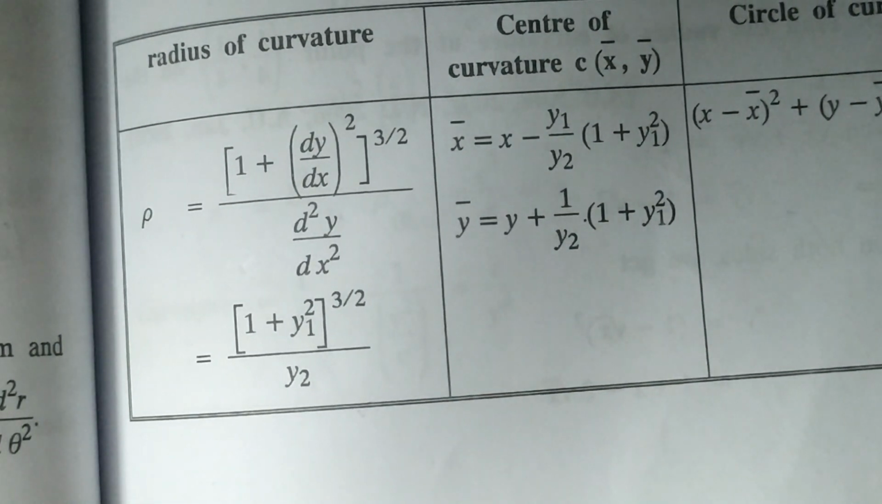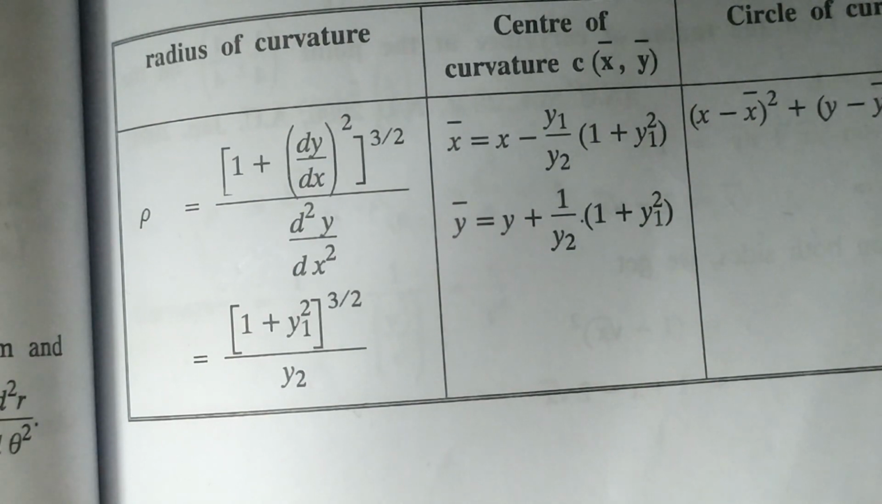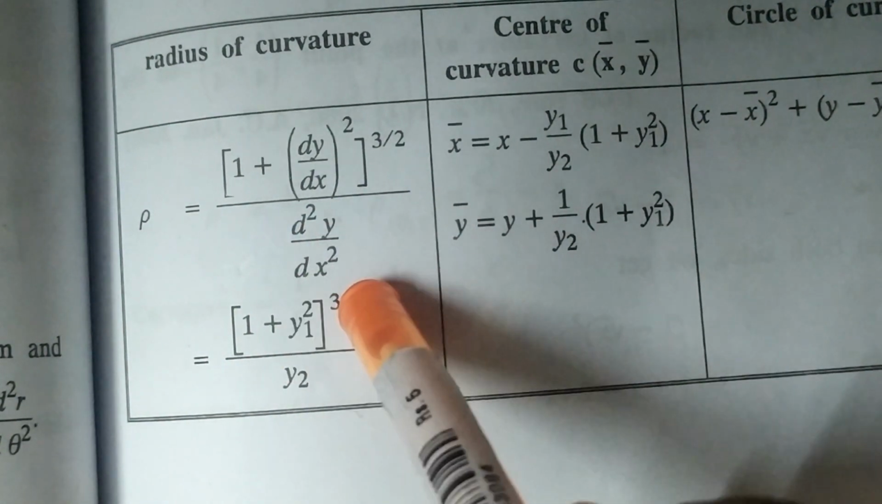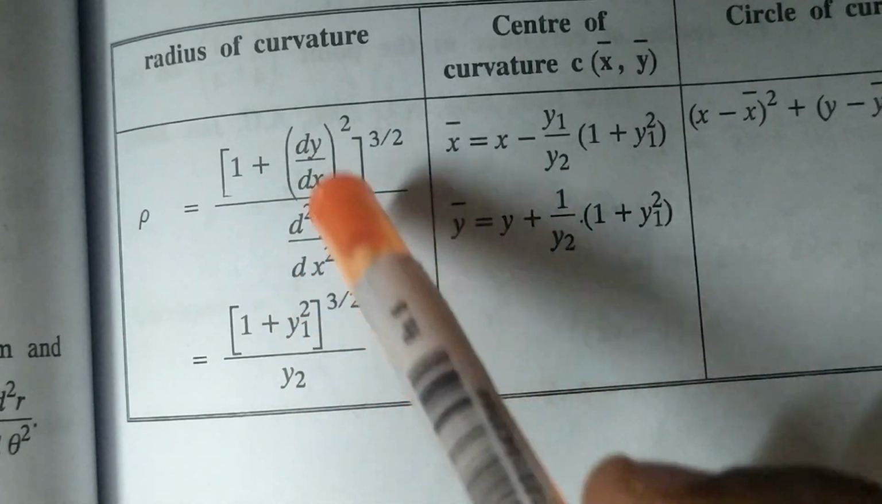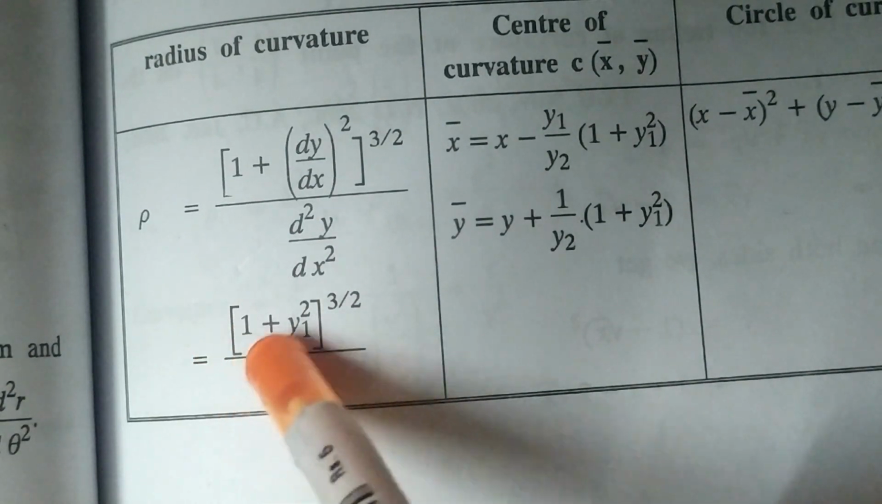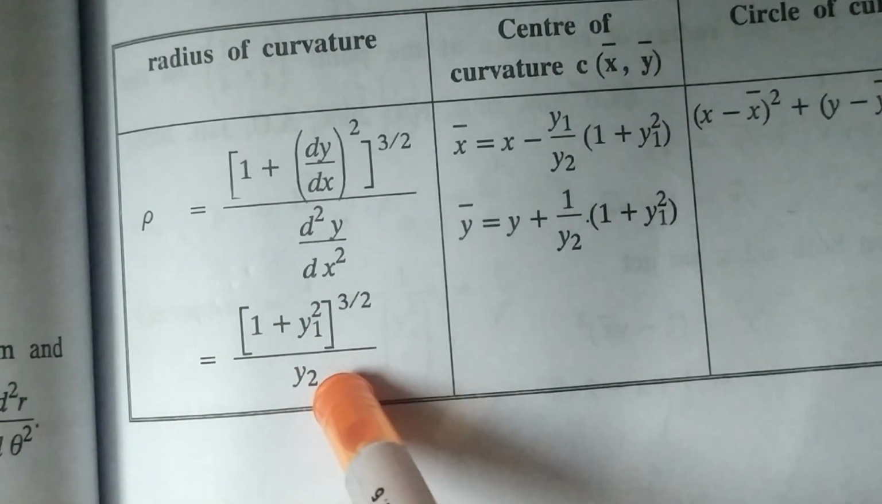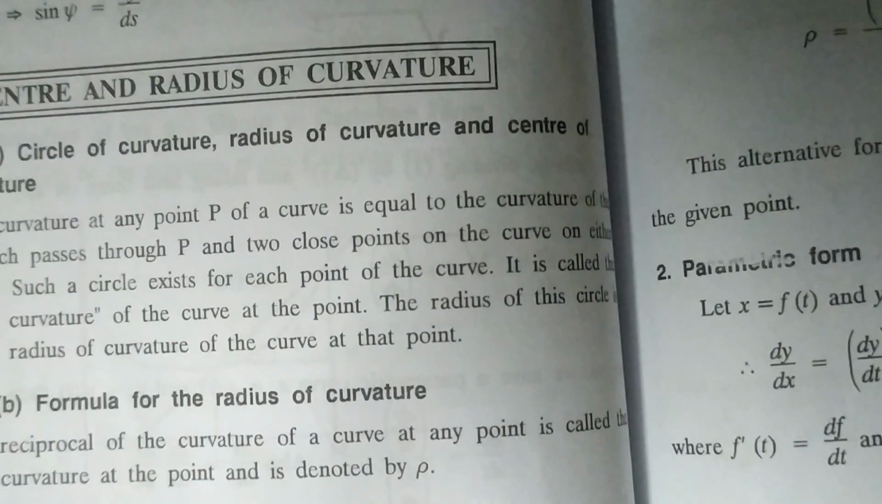In this video, I'm going to discuss the topic of radius of curvature. In radius of curvature, we have a formula: rho is equal to (1 plus (dy/dx) squared) to the whole power of 3/2, divided by d square y by dx square. This is the first derivative and this is the second derivative. We can rewrite this formula as (1 plus y1 squared) to the whole power of 3/2, divided by y2. First of all, we are going to see what the radius of curvature is.